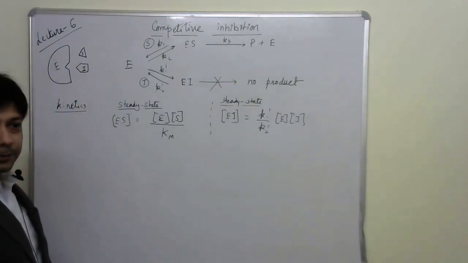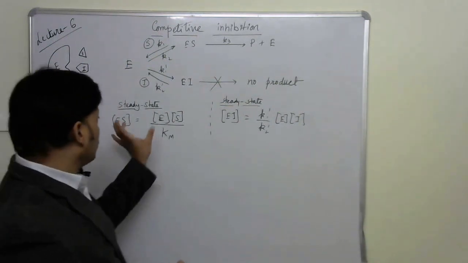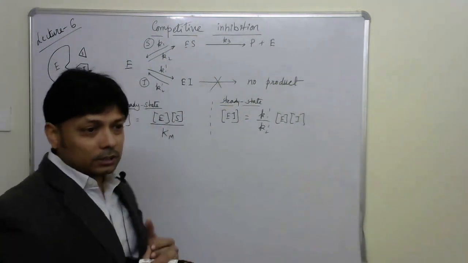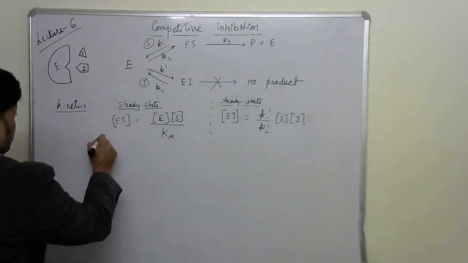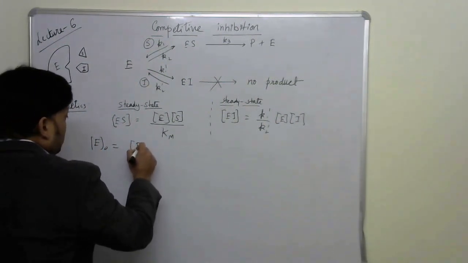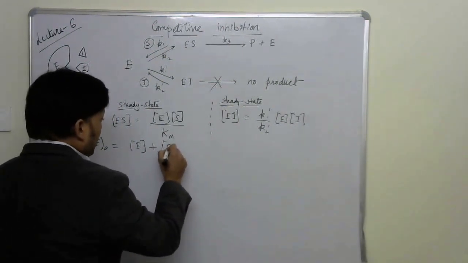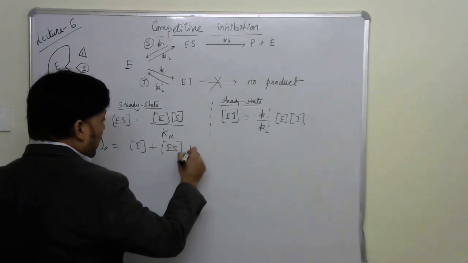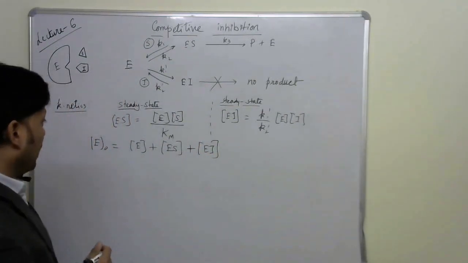Therefore we will follow exactly the same route, where we want to express the concentration of E in terms of E naught and S. So we have the relationship for E naught: the total enzyme concentration is now the summation of E plus the enzyme-substrate concentration ES plus the enzyme-inhibitor complex concentration EI.